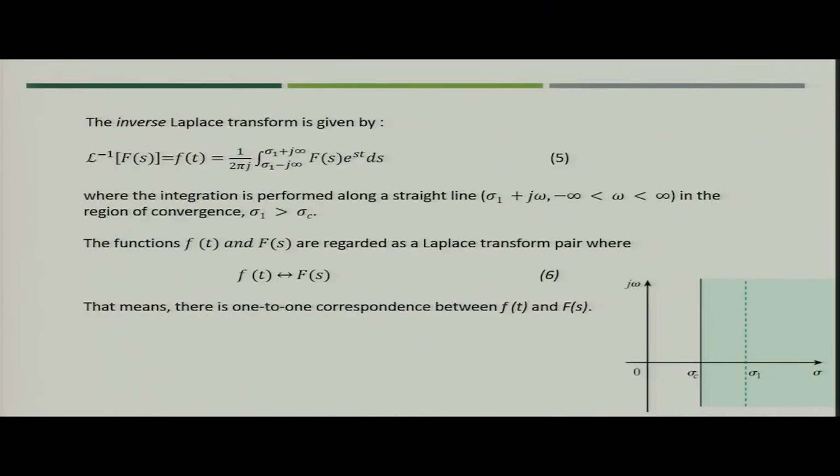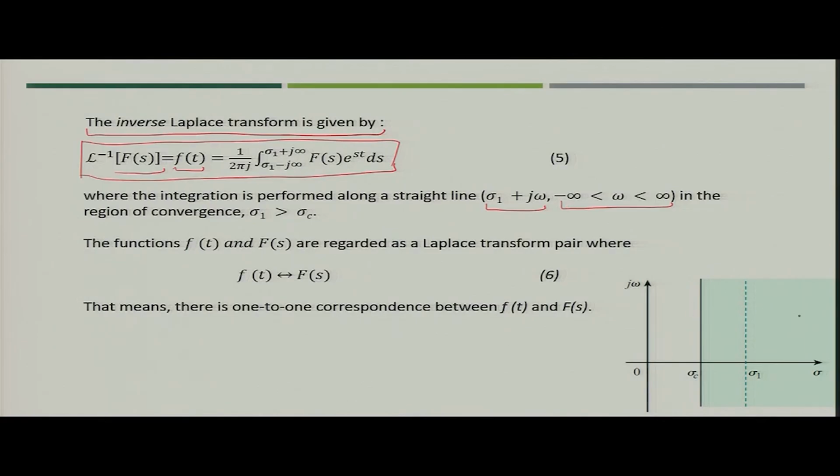Now, next you need to find the inverse Laplace transform, and the inverse Laplace transform is given by the Laplace inverse of F(s), that is f(t), and it is given by the expression 1 upon 2 pi j, integration between sigma 1 minus j infinity to sigma 1 plus j infinity of F(s) e to the power s t ds. So, this would be the expression for finding the inverse Laplace transform, where the integration is performed along a straight line, that is sigma 1 plus j omega, where omega ranges between minus infinity to plus infinity.